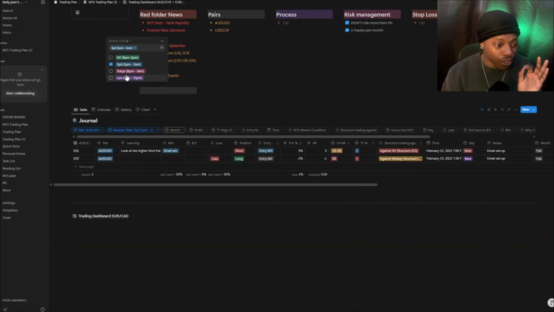Did I have enough trades with Sydney? I barely had any trades in Sydney. That tells me that I rarely get trades in Sydney session, so I don't even really have to care about that. Or I probably need more data on Sydney session.